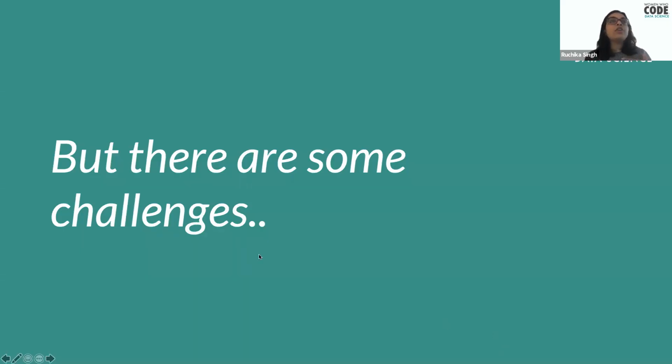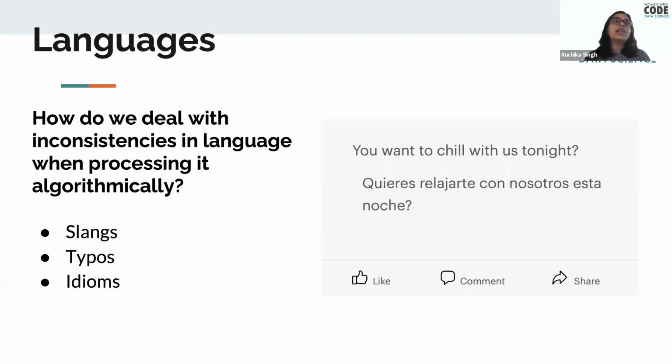So we talked a lot about what's good, what's the opportunity, why is it big? But there are some challenges. When we deal with inconsistencies in language while processing it algorithmically, you have to deal with slang, typos, and idioms. You can go on the internet and find a paper on each: how did somebody understand poetic language? How did somebody use NLP in the context of many idioms in the document? There's just so much research, and you could literally do a PhD on one of these topics.